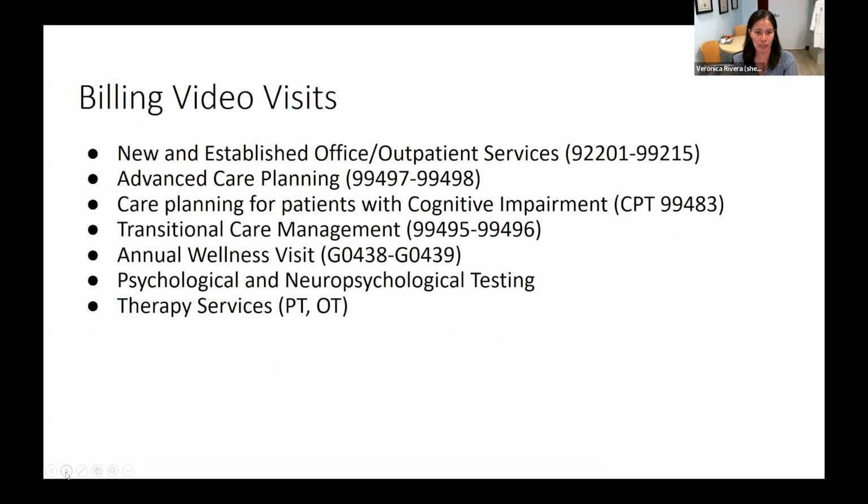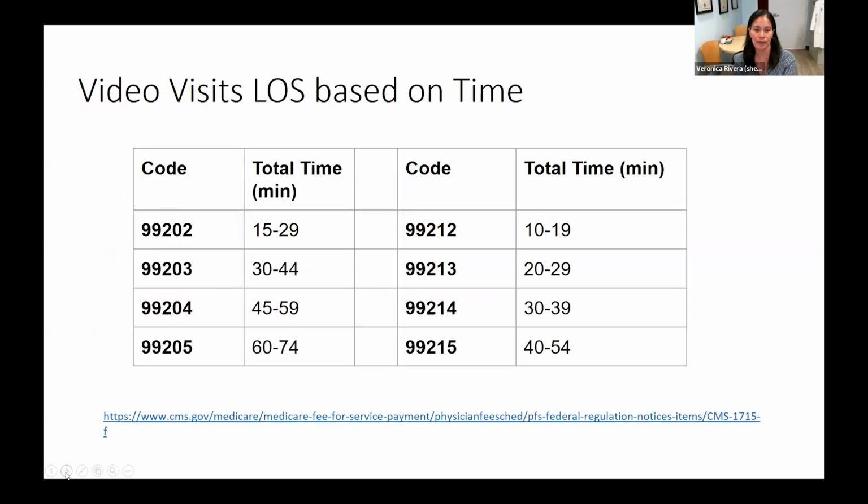And again, for these video visits, these codes that I mentioned that we use for the outpatient setting are available: advanced care planning, the cognitive impairment care planning codes, transitional care management, annual wellness visit. And then our colleagues in neuropsychology and mental health services do have the ability to bill as well, and as well as rehab services, PT and OT. This is a reference for you if you are billing based on time, the time for these codes as a reference.